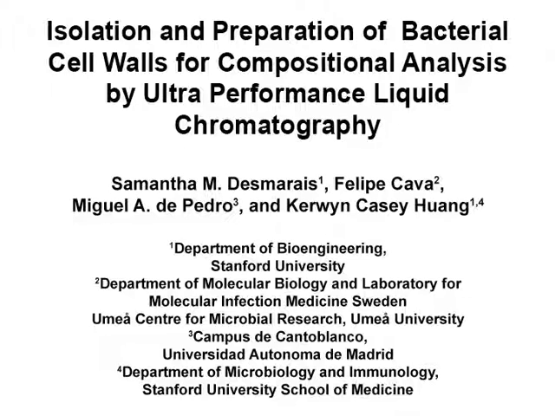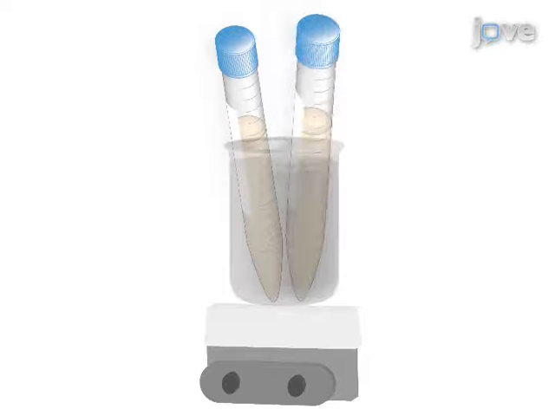The overall goal of this procedure is to isolate and digest bacterial cell walls to determine the identities and relative fractions of different muropeptides using UPLC analysis. This is accomplished by first lysing bacterial samples by boiling in sodium dodecyl sulfate.